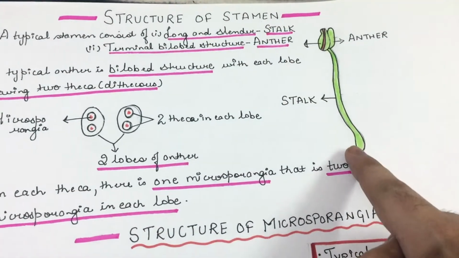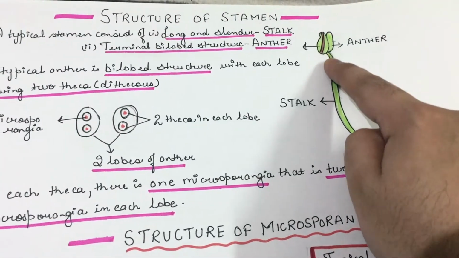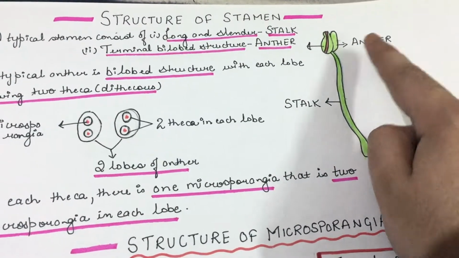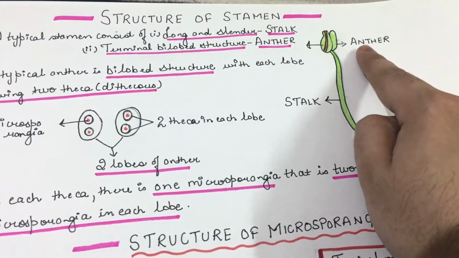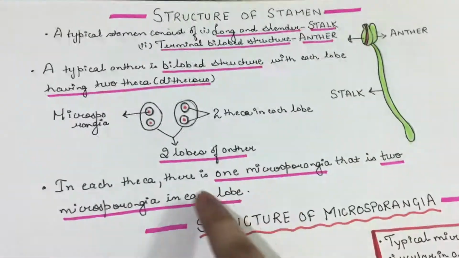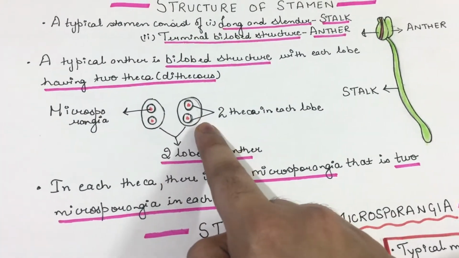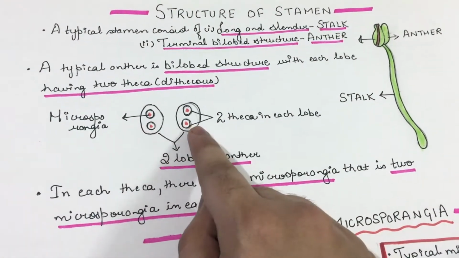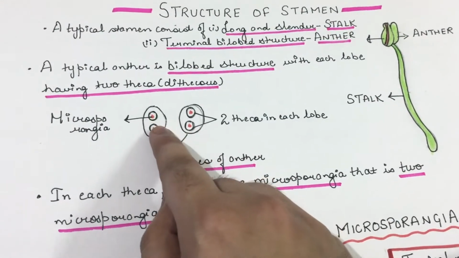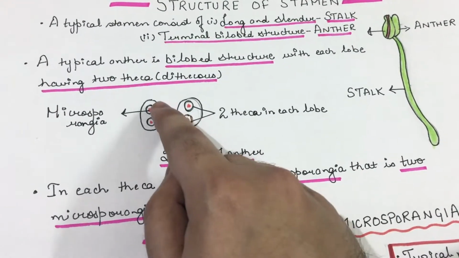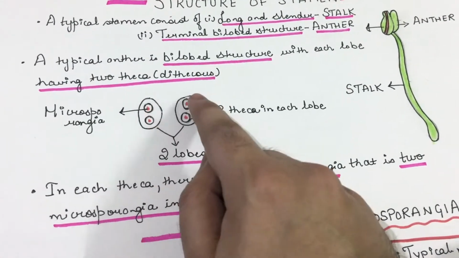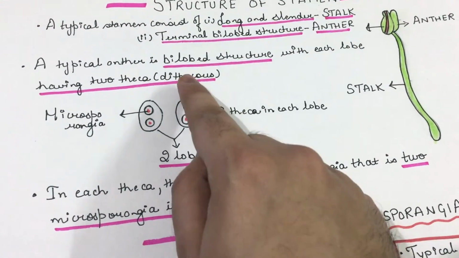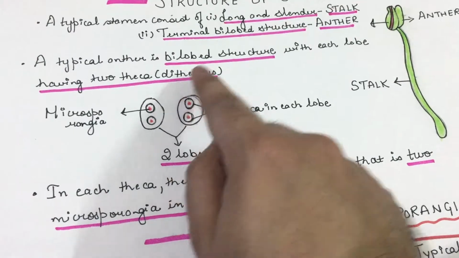A typical stamen consists of a long and slender stalk and a terminal bilobed structure, that is anther. So stalk plus anther constitutes stamen. A typical anther is a bilobed structure, meaning anther has two lobes. This is the first lobe and this is the second lobe. In each lobe there are two theca. So two theca in lobe 1 and two theca in lobe 2. So we say that anther is dithecous.